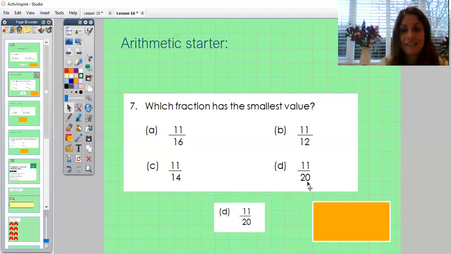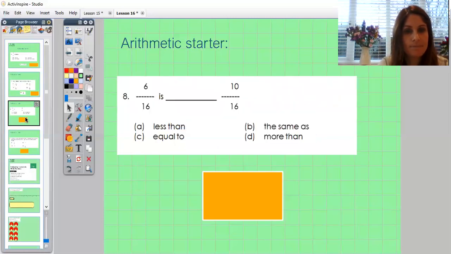So if we cut something, anything, into 20 parts, the parts are going to be smaller than if we cut the same thing into 12 parts, which means that 11/20 is the smallest.